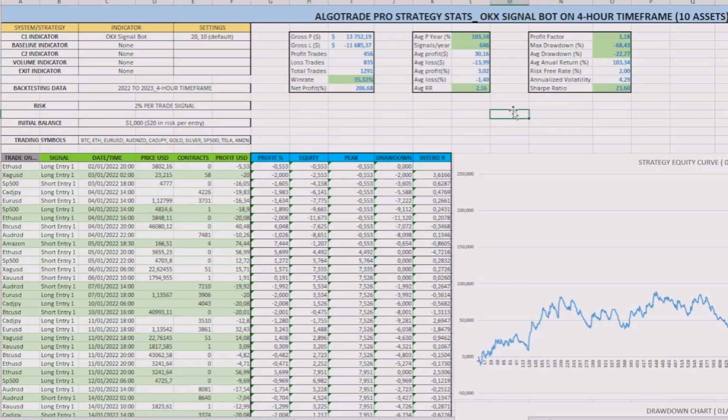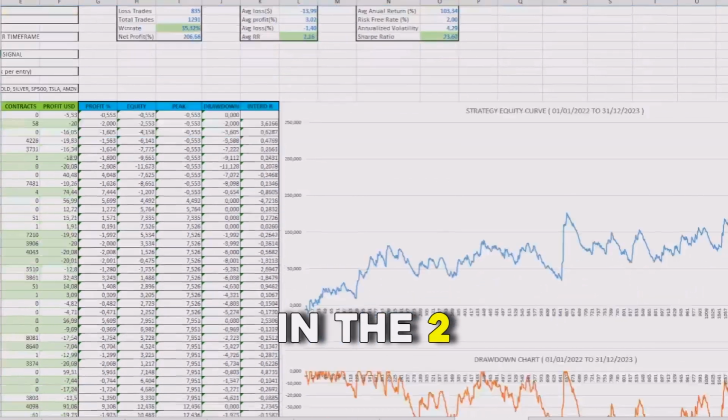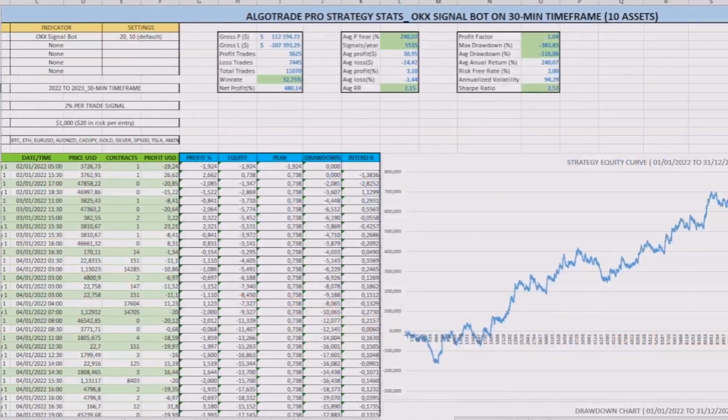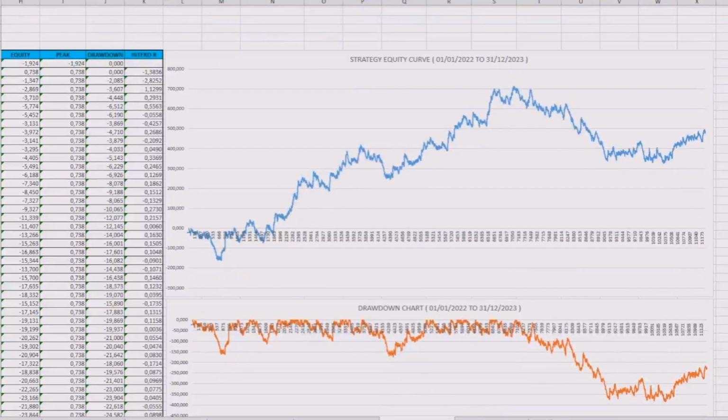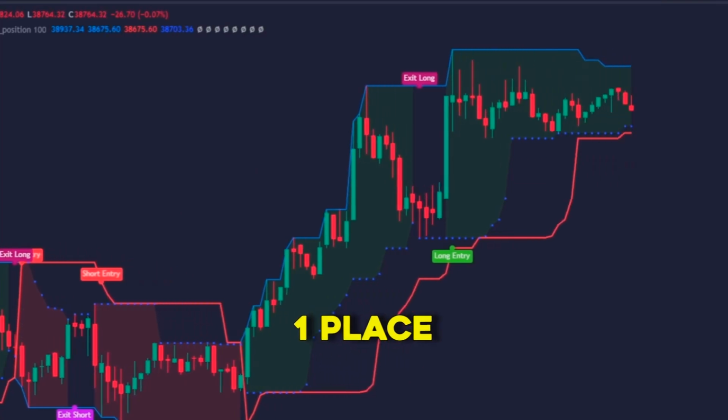The most important thing is that this was the indicator with the most consistent results in the 2 different timeframes, which show us that within these top 3, this indicator is the most consistent and therefore it is fair to keep it in the top 1 place.